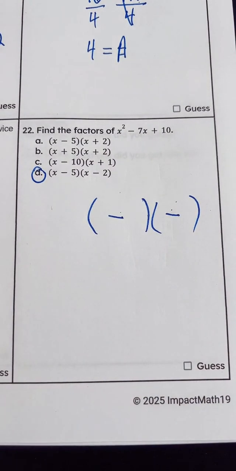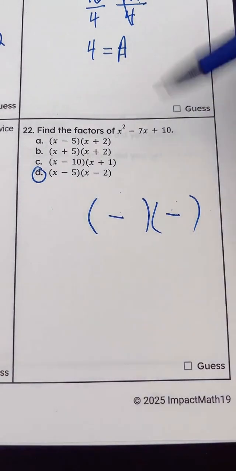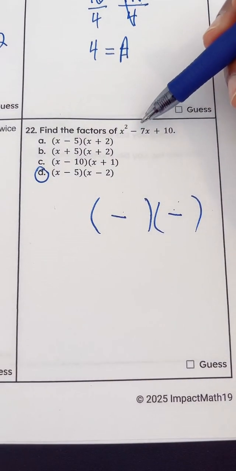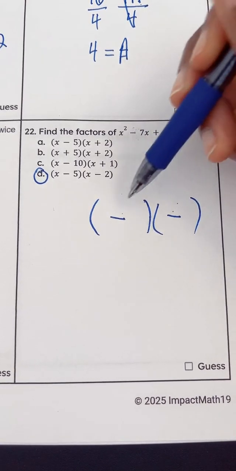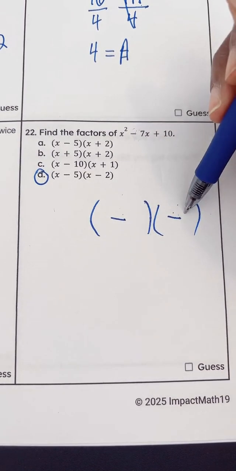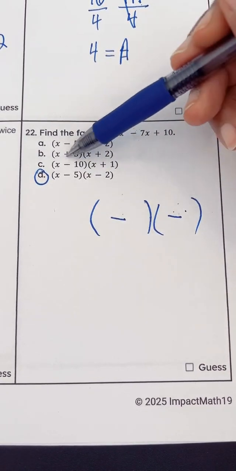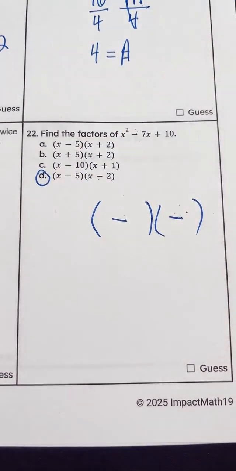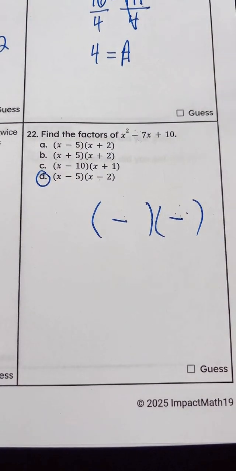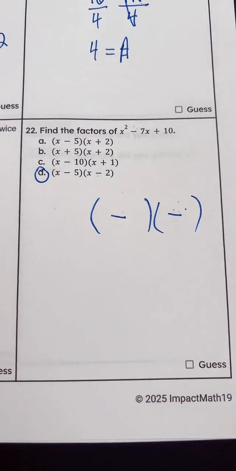Okay. So what I'm saying is, when this middle term right here is the only negative, both factors have to be negative. Well, there's only one answer that had both factors negative. So D had to be the answer. Okay, some people are saying, how? Good, I'm glad you asked. Let's talk about it.